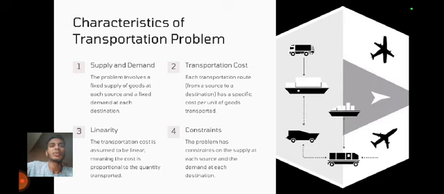Characteristics of transportation problem: supply and demand. The problem involves a fixed supply of goods at each source and fixed demand at each destination. Transportation cost: each transportation route from a source to a destination has a specific cost per unit of goods transported. Linearity: the transportation cost is assumed to be linear, meaning the cost is proportional to the quantity transported. Consistency: the problem is consistent on supply at each source and the demand at each destination.